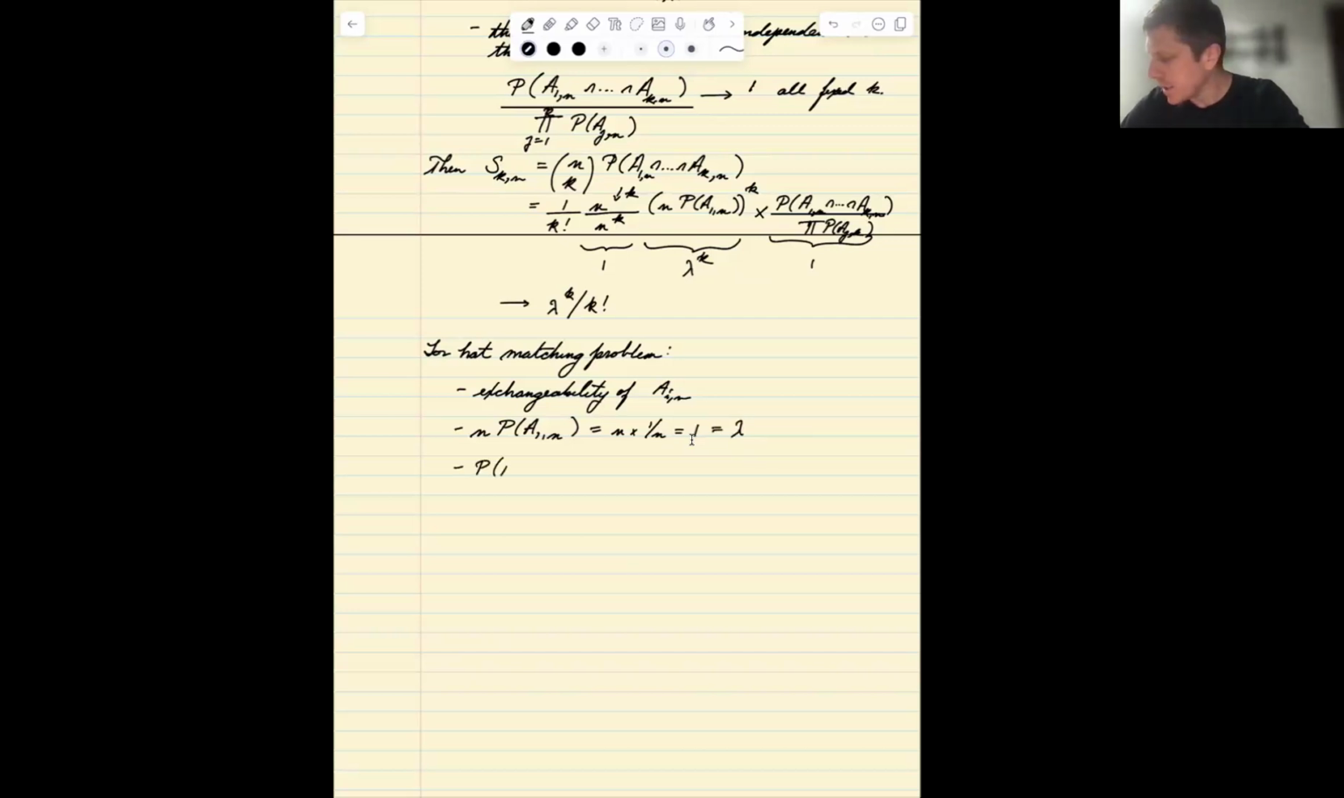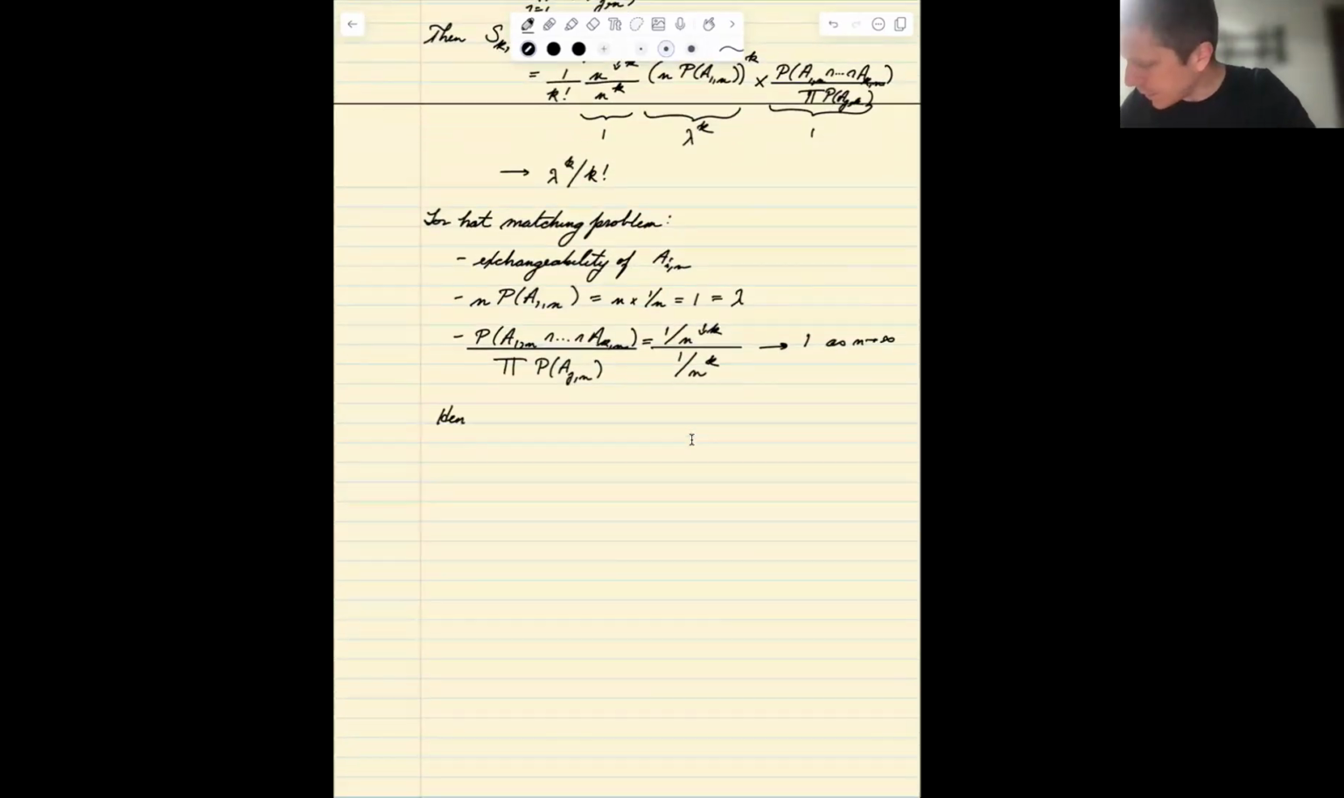And the probability of any k-tuple of these events happening is 1 over n fall k. And the product of the probabilities of each of them happening, we already know, is 1 over n to the power k, because it's 1 over n for each, which does converge to 1 as n goes to infinity. Therefore, we can use the Poisson to approximate the number of people who pick the right hat, which would be approximately Poisson with parameter 1.